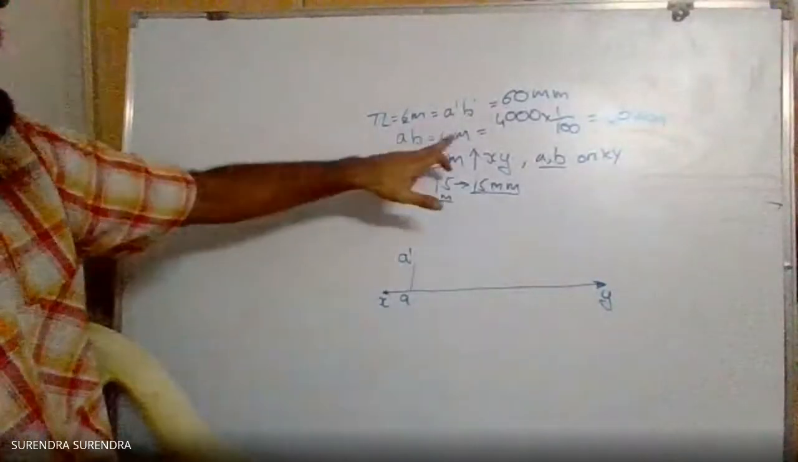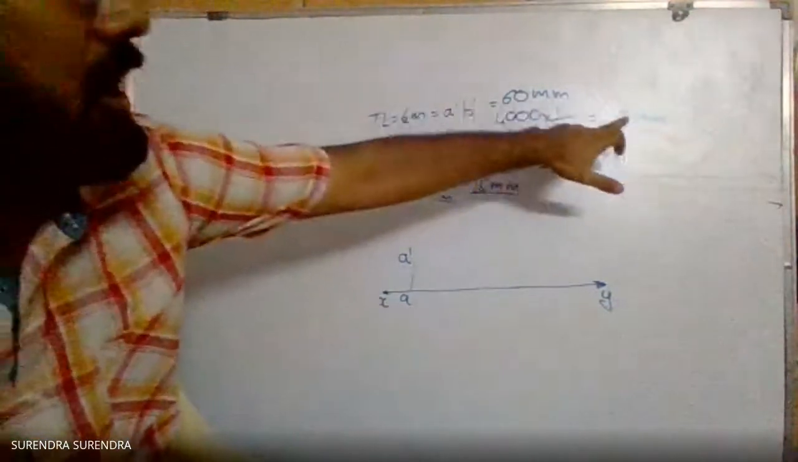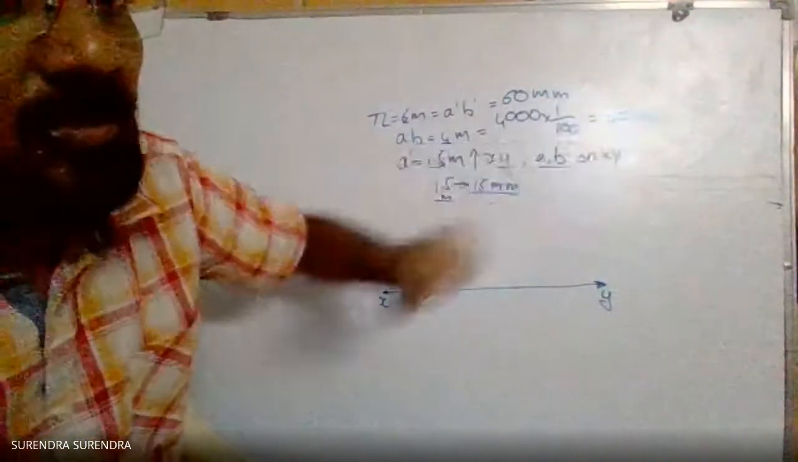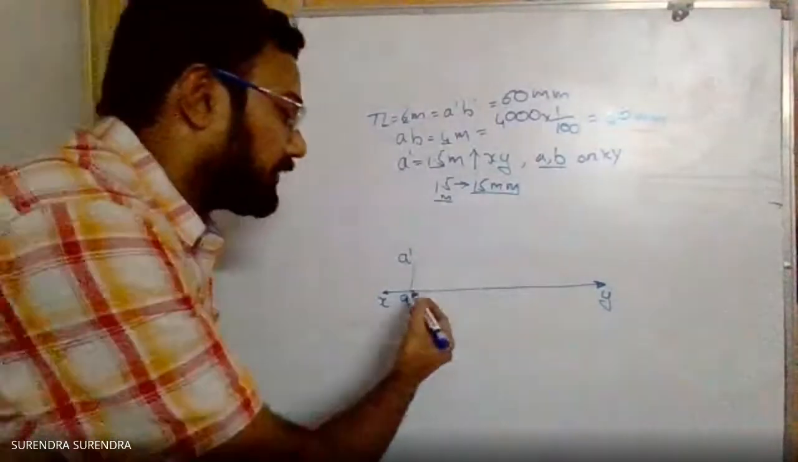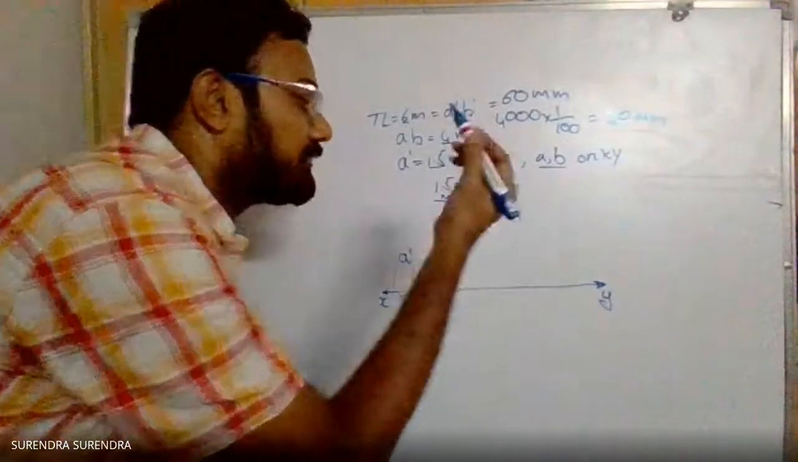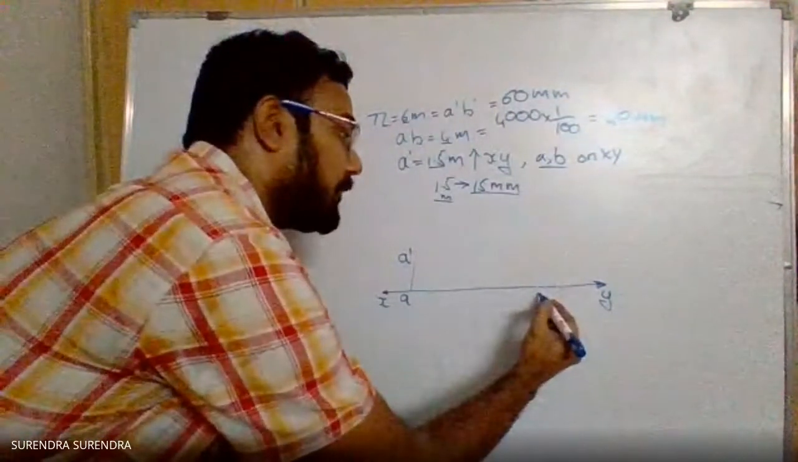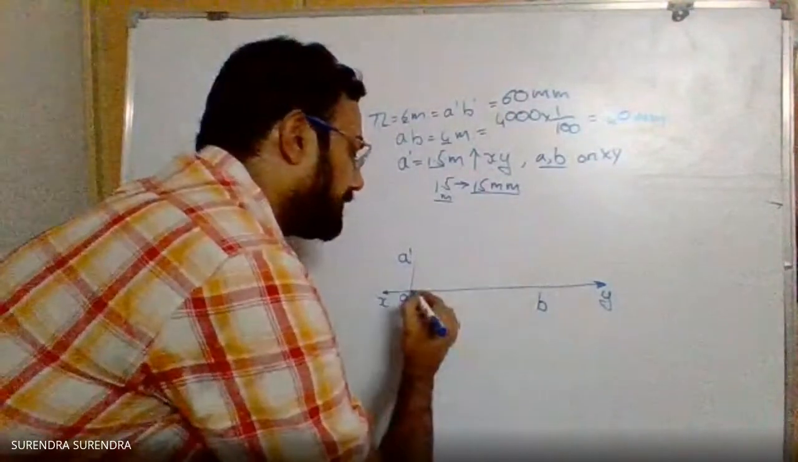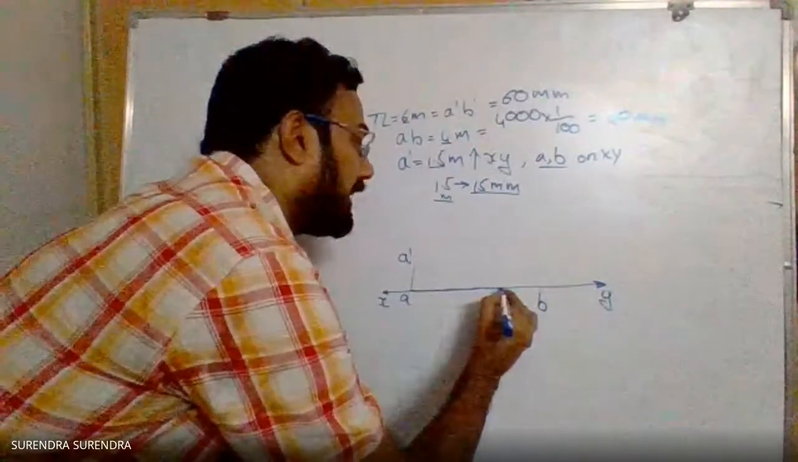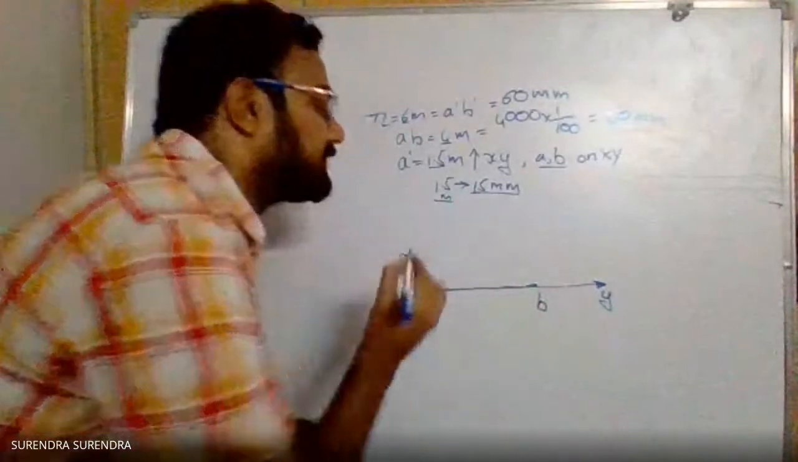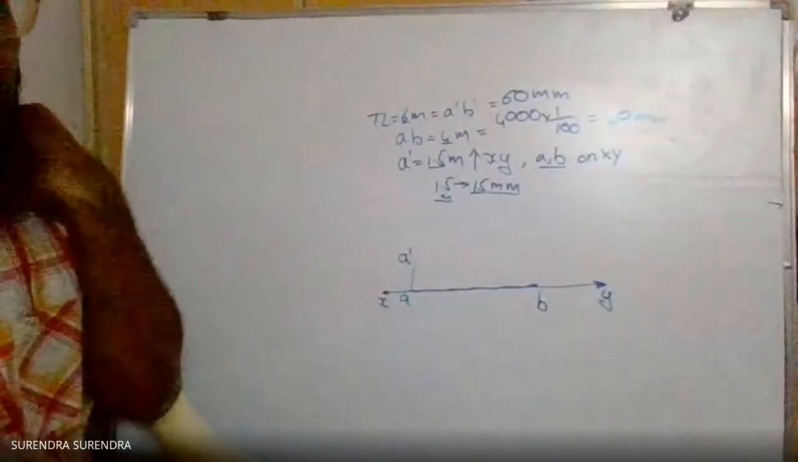Now AB equals 4 meters, and we convert it into 40 mm. So the AB length equals 40 mm. From A, at a distance of 40 mm, mark a point on the XY line and indicate this point as B. So this is the top view of the line AB.